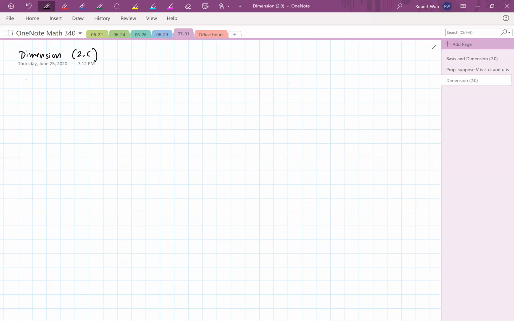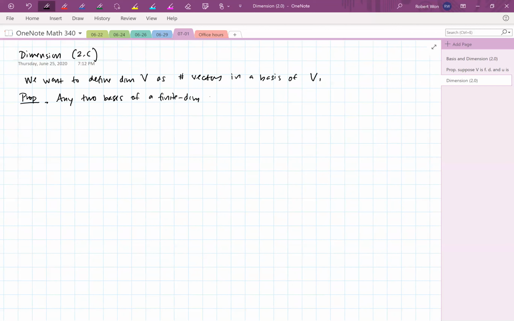Okay, so we want to define the dimension of V as the number of vectors in a basis. That's our goal, but we can't do this unless we know that every basis has the same number of vectors, right? Luckily, this is true. Okay, so here's the result. Any two bases of a finite dimensional vector space contain the same number of vectors.